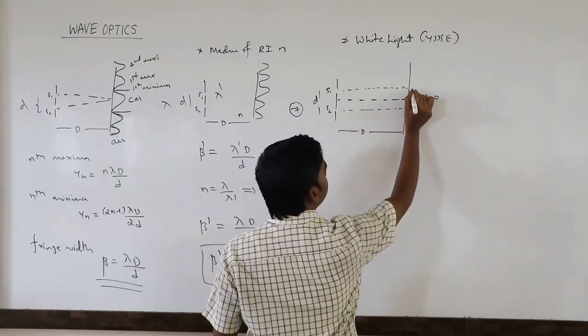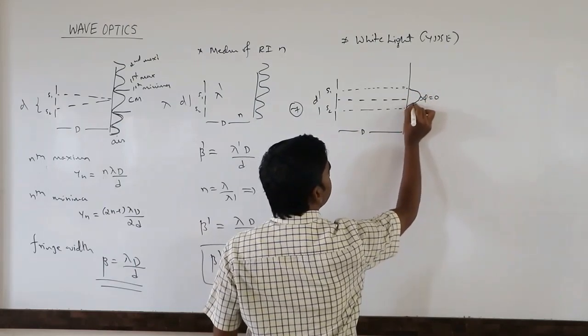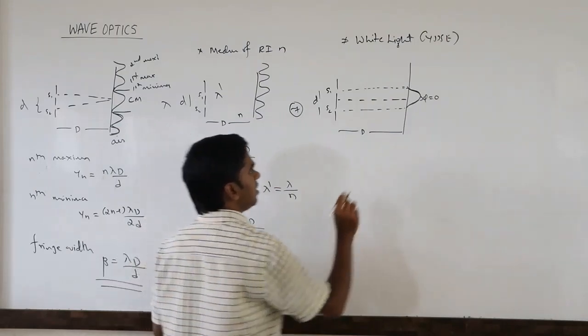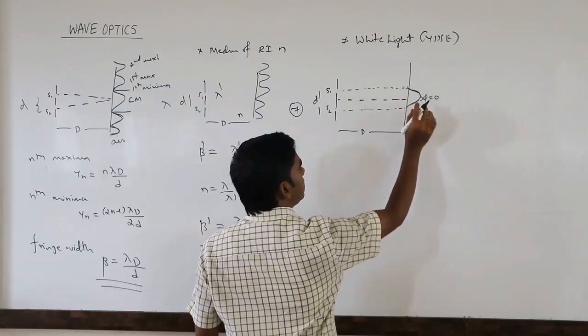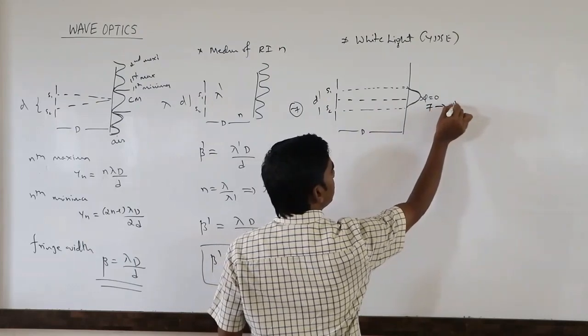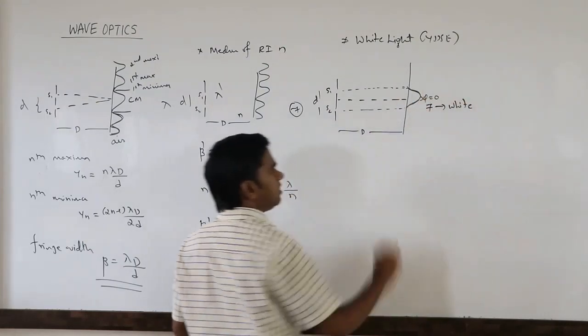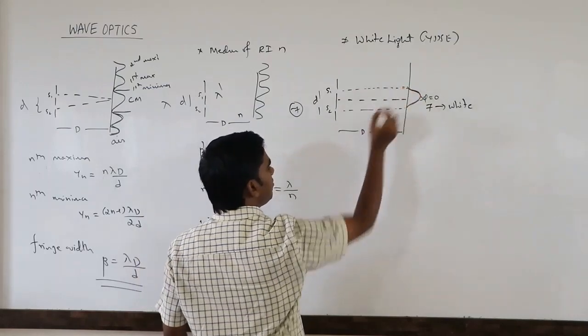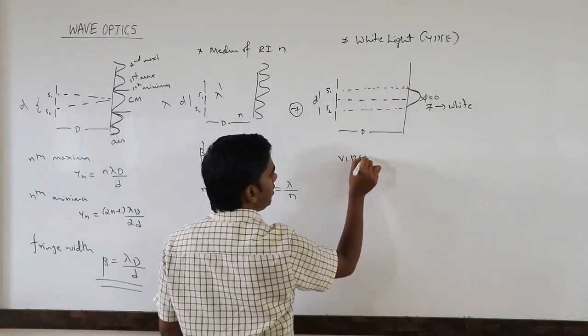Again you will get the central maxima only, at the center. Since all 7 colors are reaching there, you will again get white light. After this, which color will come first? We have 7 colors.